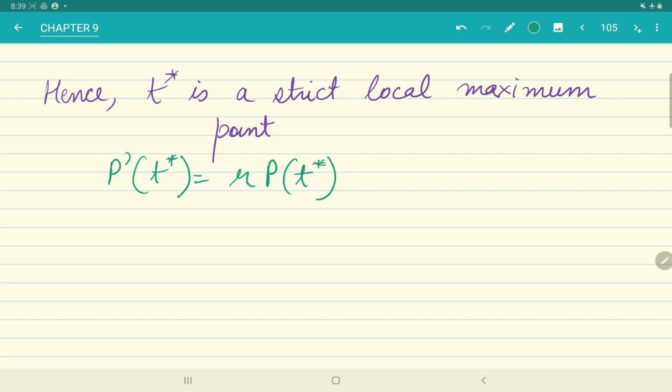That expression means again that the tree should be cut down precisely at time T star, when the increase in the value of the tree over that little time interval, T star to T star plus 1, is exactly equal to the interest rate we are going to obtain over that time interval when you invest the amount P of T star at the interest rate R.